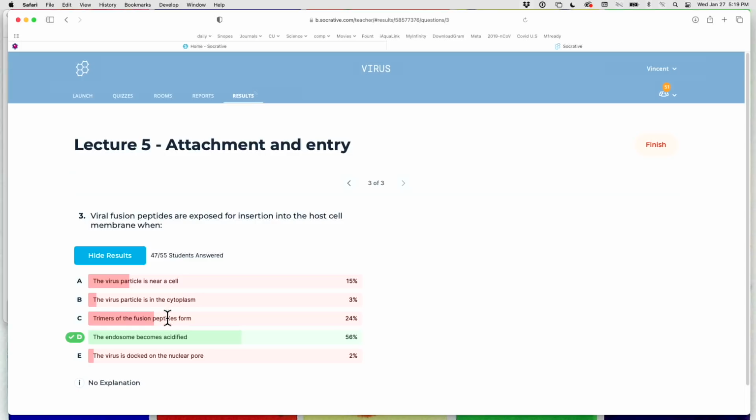Trimers form. Well, the virus particle always has a trimer, but the spike is usually hidden. The fusion peptide is usually hidden at the base of the trimer. So the trimer formation is not enough. So even though I showed you single proteins doing some of those reactions, it actually occurs as a trimer. And docking on the nuclear pore would also be too late.